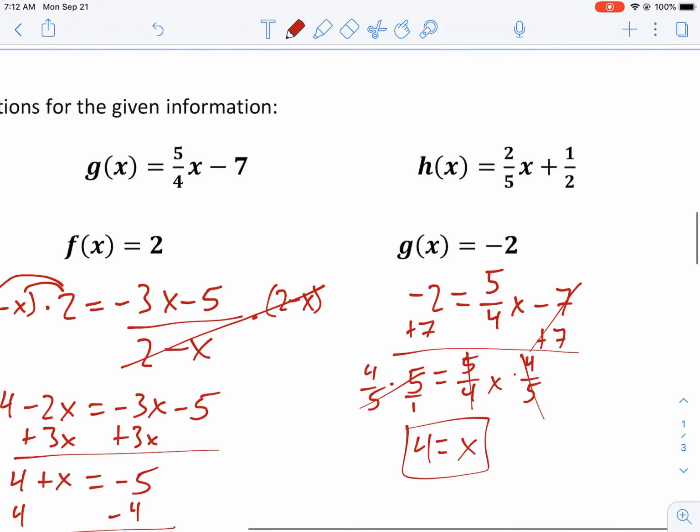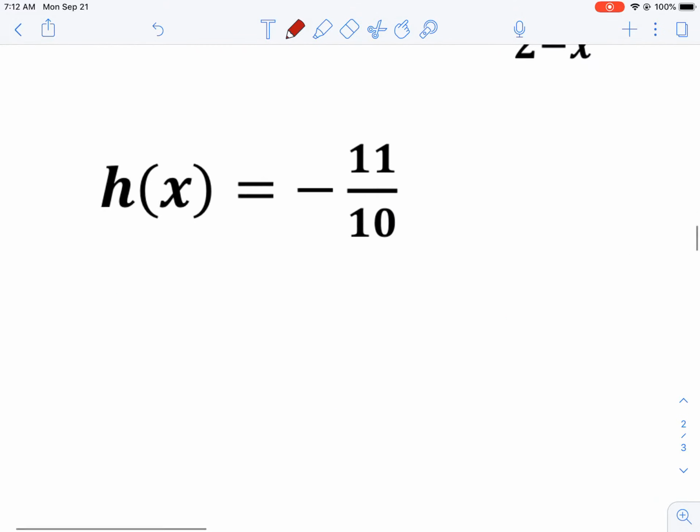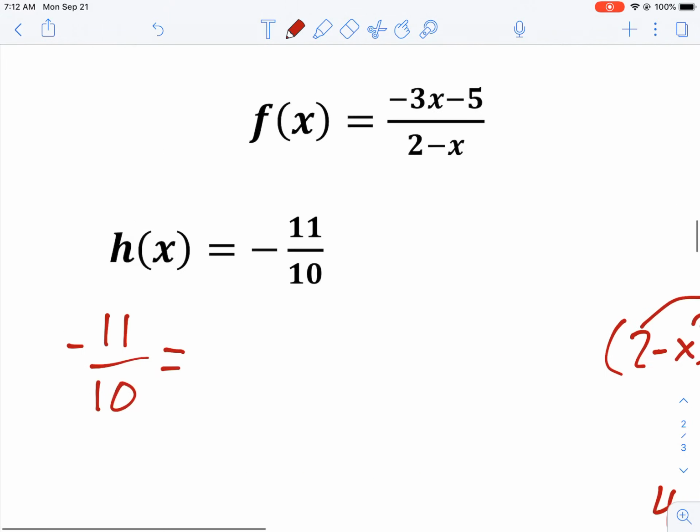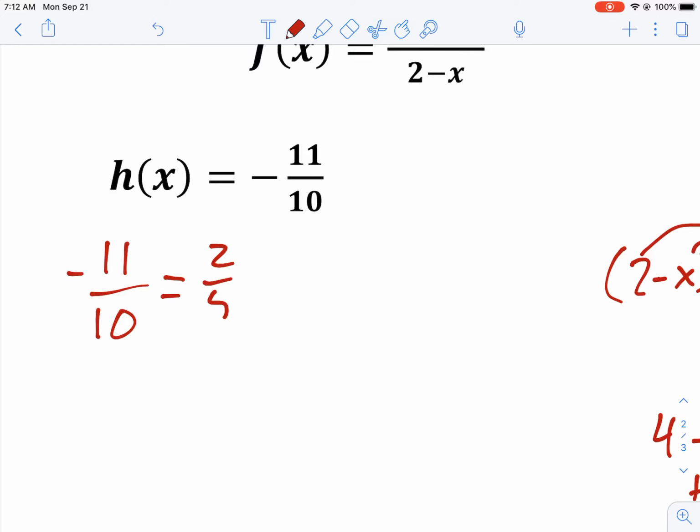And for our last one, for h, we've got 2/5 x plus a half. Now this one, they decided to be mean and give us negative 11/10. All right, let's figure this one out. 2/5 x plus a half.